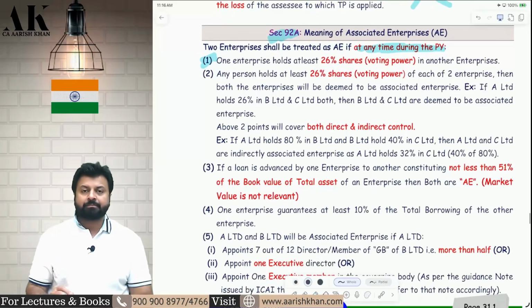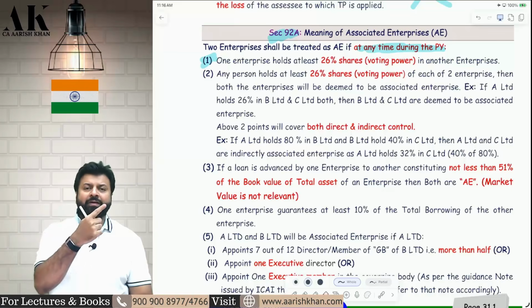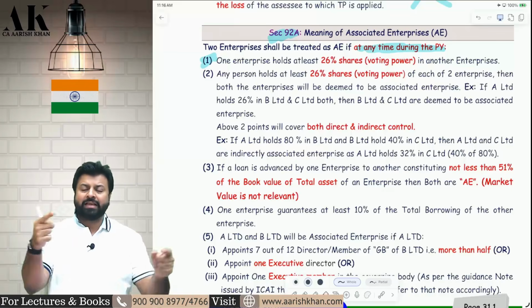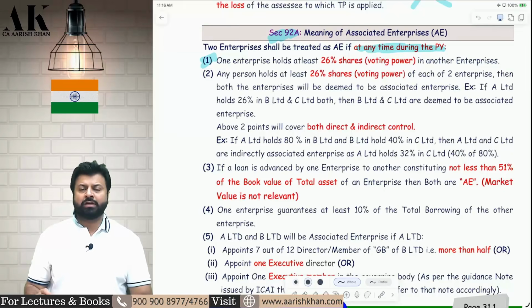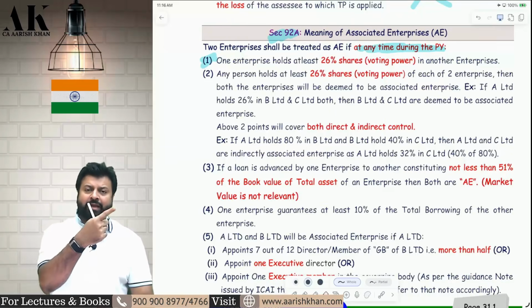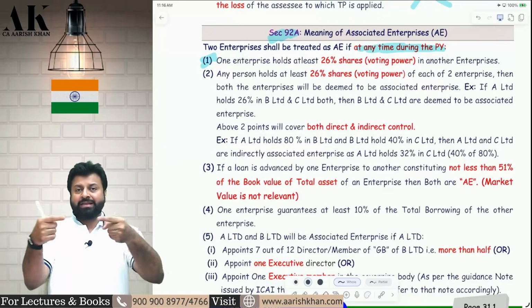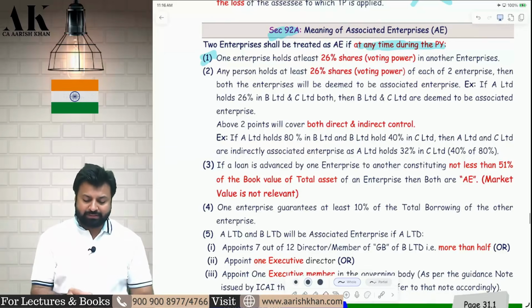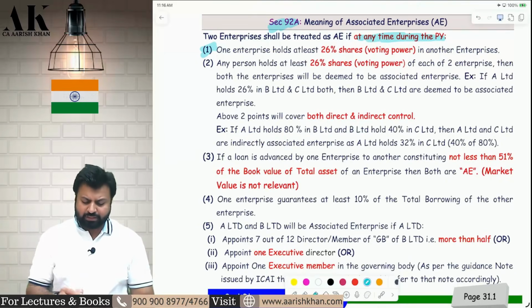Second, I am Mr. A, there is Mr. B, there is Mr. C. If I hold 26% equity in Mr. B, and if I hold 26% equity in Mr. C, then B and C will also be considered to be associate enterprise. So if A holds 26% in B and if A holds 26% in C, therefore B and C will also be called as associate enterprise. Point number 2, it is mentioned.